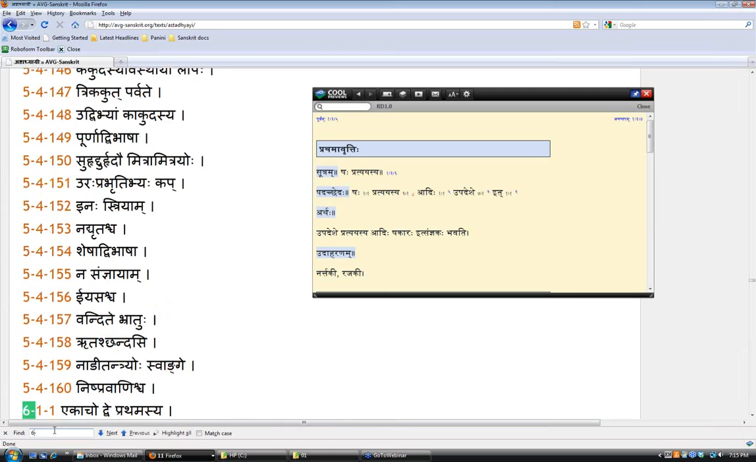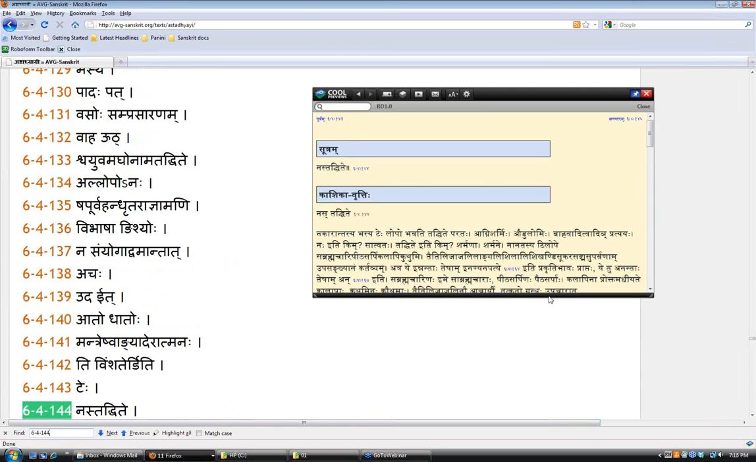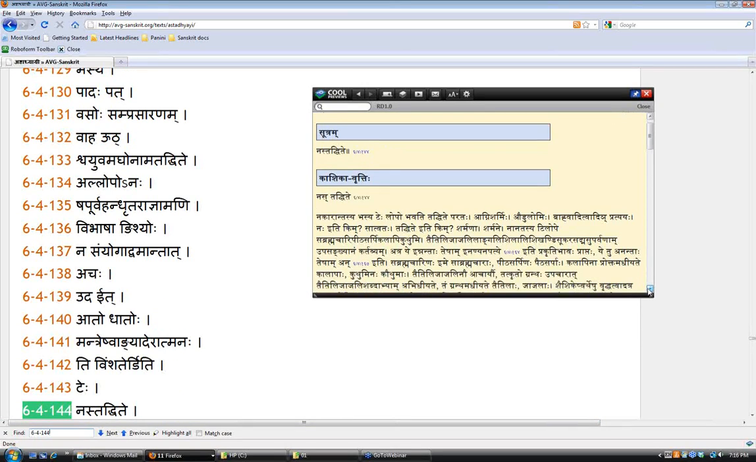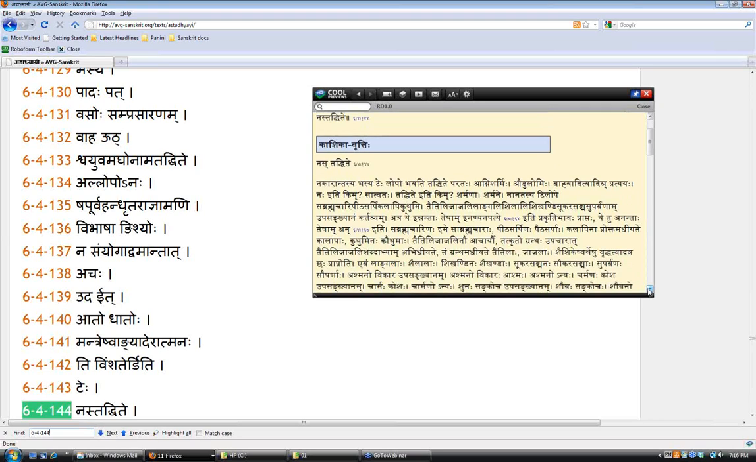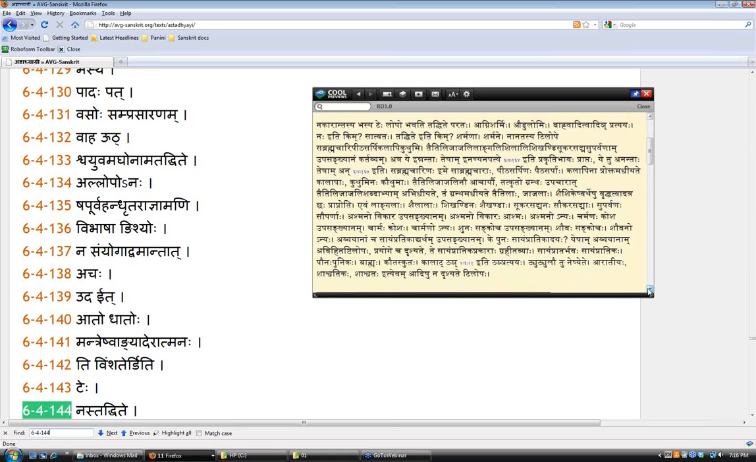Then we'll move on with today's lesson. So 6.4.144 nastadite has a vartikam. This vartikam has variations in the patha. Sometimes Siddhanta Kaumudi is slightly different, Kashika is slightly different. As a general rule, if there is a clash between the Kashika and Siddhanta Kaumudi, go for the Siddhanta Kaumudi, because Siddhanta Kaumudi is about 800 years later than the Kashika. It has the advantage of seeing all the developments in the meanwhile, and so that is our main text.